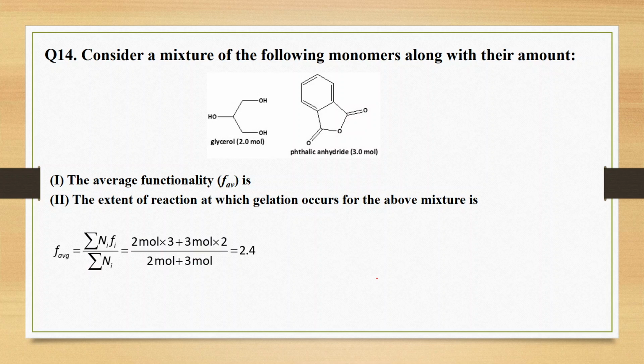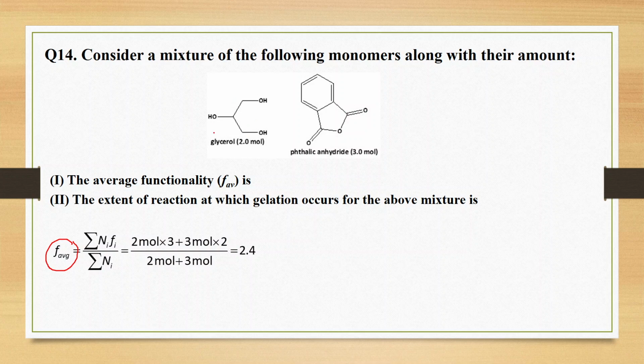This one also initially was an easy one. For the calculation of the average functionality, it is the same. You already know the formula is summation of NiFi divided by summation of Ni. So we just have to put 2 moles of glycerol with functionality 3. Now for phthalic anhydride, it is 3 moles. And now think about it, the functionality of phthalic anhydride in this particular case is 2. Why?